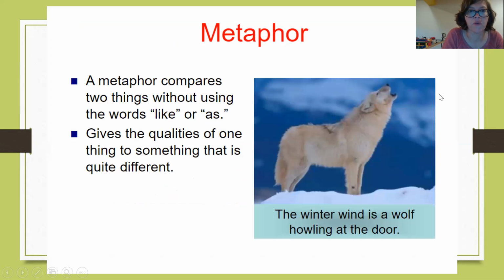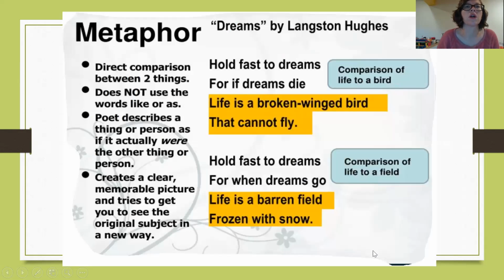All right, moving on to metaphor. A metaphor compares two things without using the words like or as. It gives the qualities of one thing to something that is quite different. So, for example, the winter wind is a wolf howling at the door. Remember, a metaphor is a comparison between two things, but it does not use like or as. A poet describes a thing or a person as if it actually were the other thing or person. This helps create a clear, memorable picture, and it tries to get you, the reader, to see the subject in a different way or a new way.